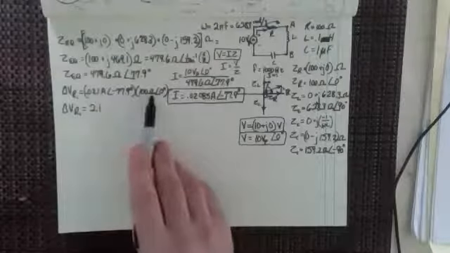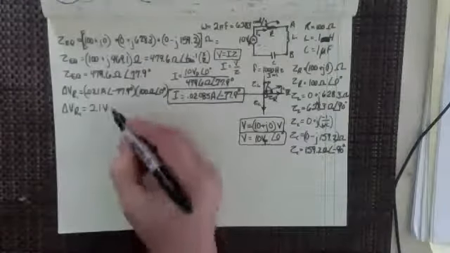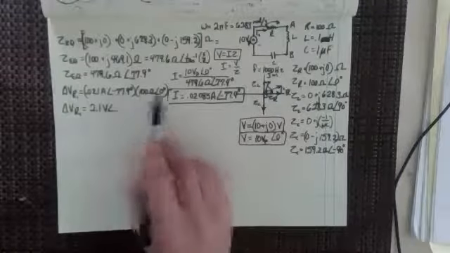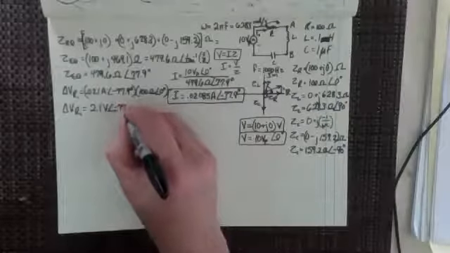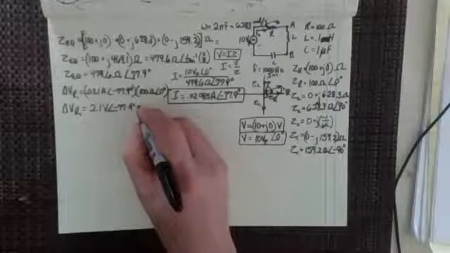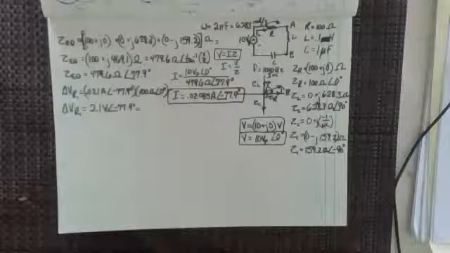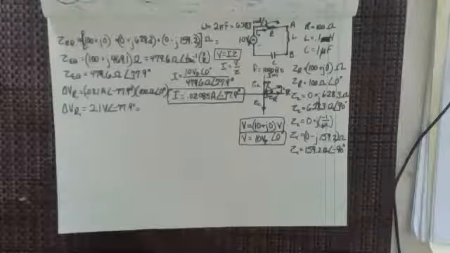Now, amps times ohms is going to give us volts, right? So 2.1 volts, but it's at an angle. We've got minus 77.9 and 0. Let's add those together, and I get minus 77.9 degrees. And that's what we've got. That's our voltage drop, remember. It's not our voltage. It's the voltage drop that we have.